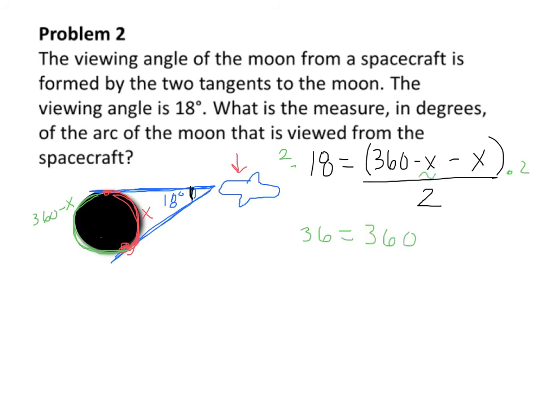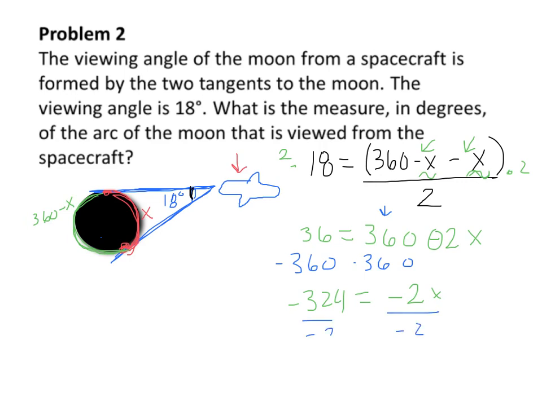Now I have like terms here. I have a negative x here, and I have a negative x here. So I'm going to actually write minus 2x, because I have two negative x's. Now my second thing I'm going to do is I have to get rid of this 360. So I'm going to subtract 360, because that's the opposite of a positive. And now I get negative 324 is equal to my negative 2x. This subtraction has to stay with. And then I divide by negative 2 on both sides, and I would get x is equal to 162 degrees. So the people in the spacecraft can see 162 degrees arc of the moon.